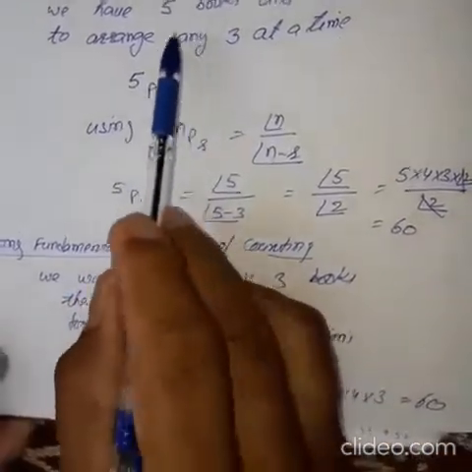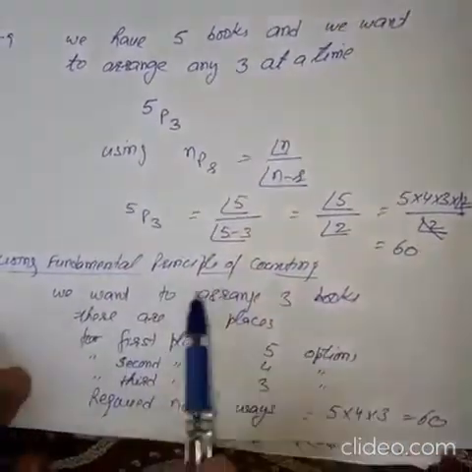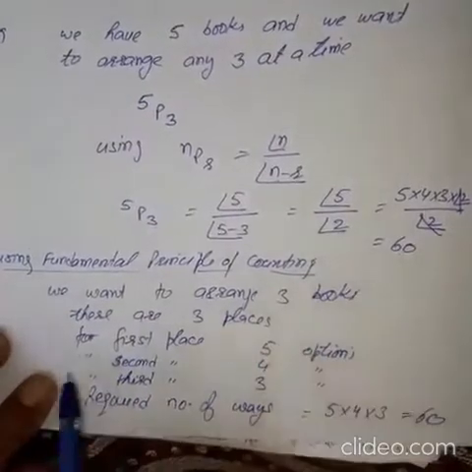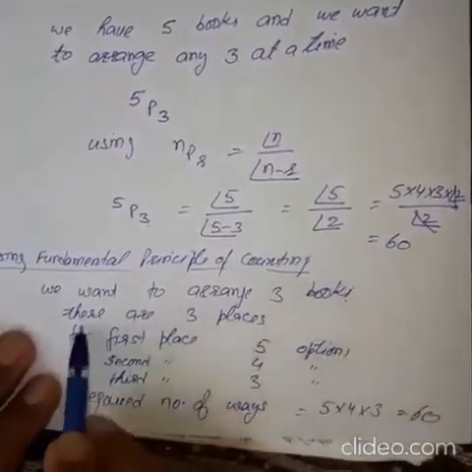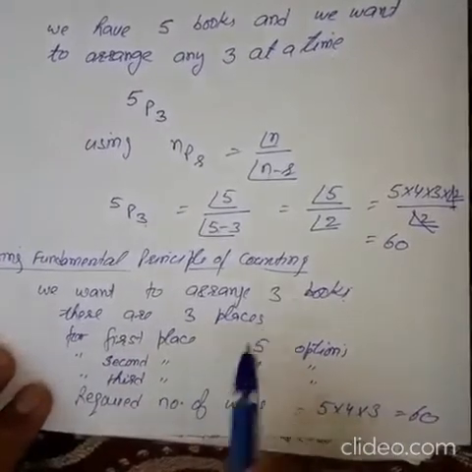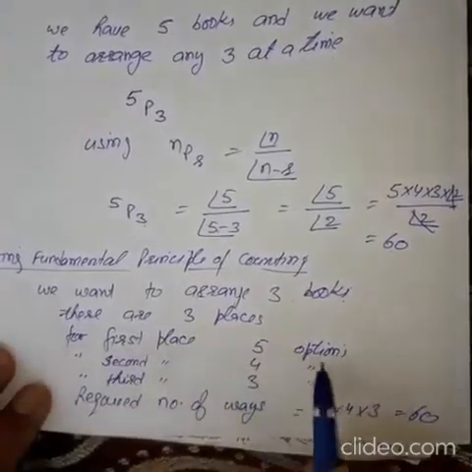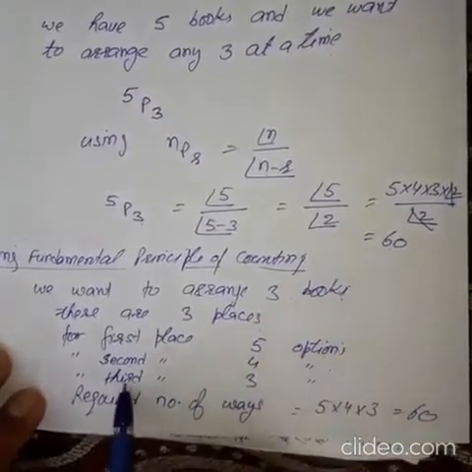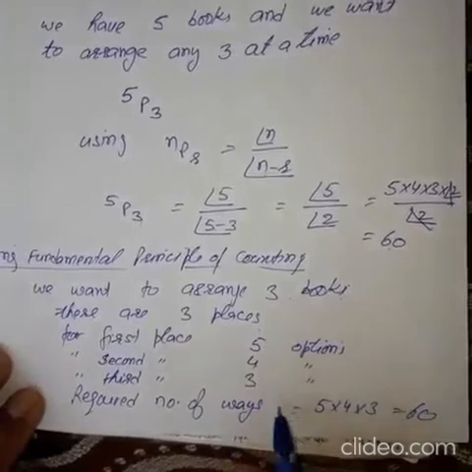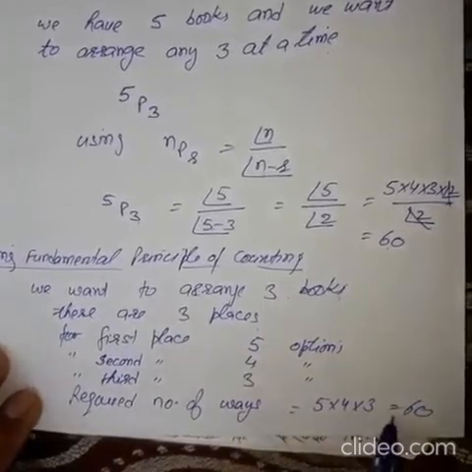We have solved these type of questions in the first exercise, that is fundamental principle of counting. We want to arrange 3 books on a shelf. It means there are 3 places to fill. For the first place 5 options, for the second place 4 options, for the third place there are 3 options. So we have done, so after multiplying it is 60.